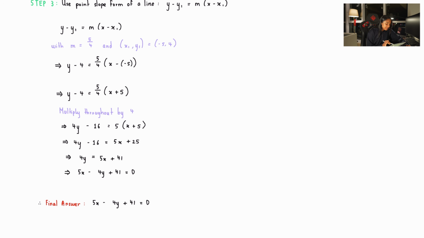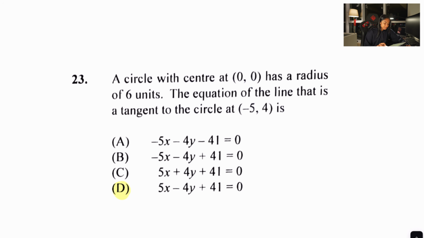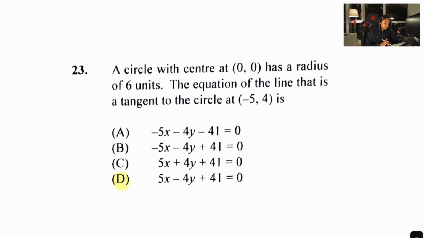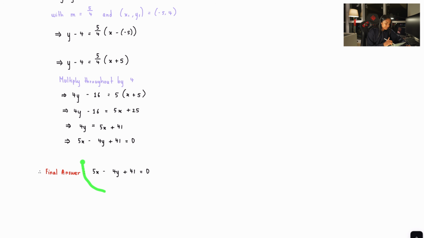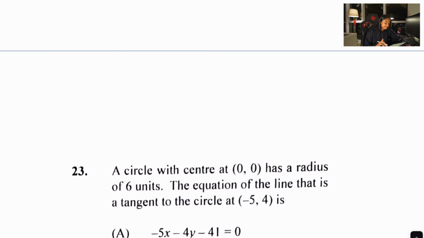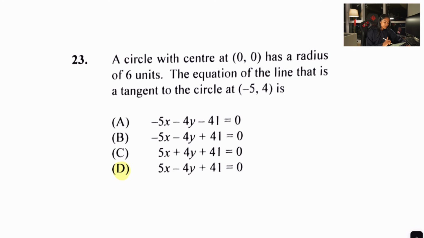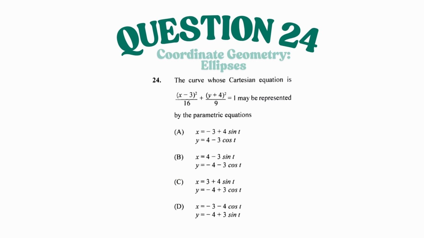Then we put it into the recognizable form, so we look at the options. We notice that we want 5x first. So we're able to put it into the form and recognize that the answer is D.